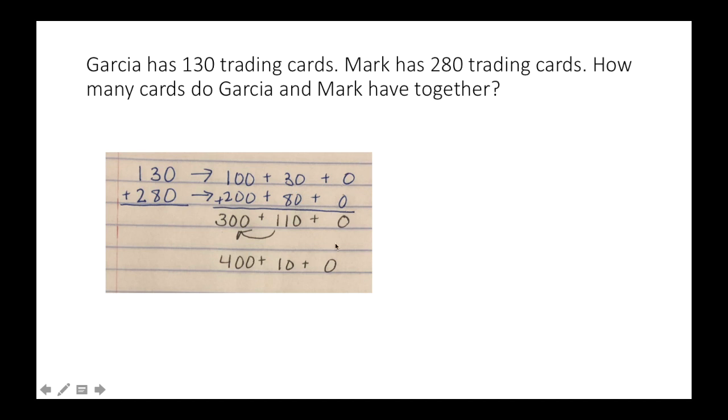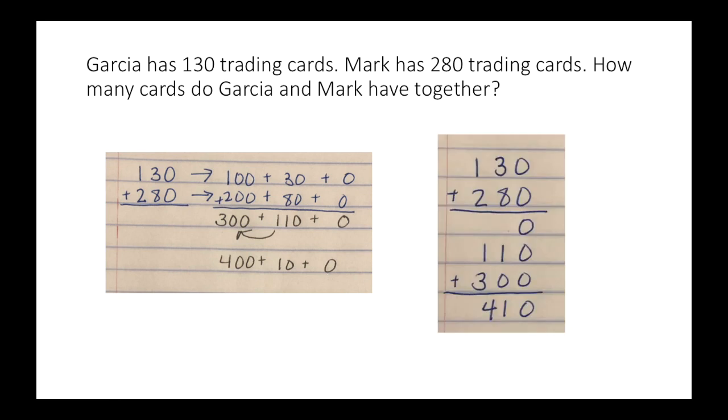Of course, when I add up my place value, here I have 0 plus 0 equals 0. I don't have anything in the ones place. And so here in the tens place, I have a 30 plus 80, which gave me 110. So I have 11 tens. And then in the hundreds place, I have 100 plus 200, which gives me 300. So one thing I could do is I could give 100 to my hundreds place, leaving me with 400 plus 10 plus 0, which gives me 410.